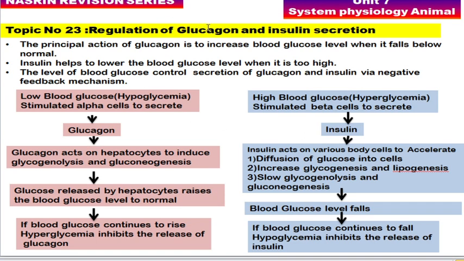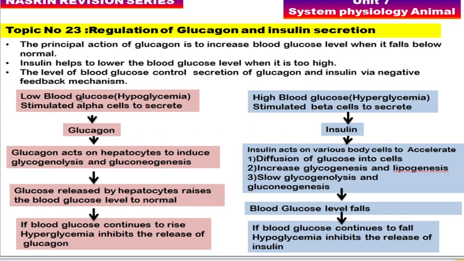Next, the regulation of glucagon and insulin secretion. The principal mechanism of glucagon is to increase the blood sugar level when the blood sugar level falls below normal. Next, insulin helps to lower the blood glucose level when the blood glucose level is high. Okay, and the levels of both glucagon as well as insulin are regulated by a negative feedback mechanism. First I'll tell you glucagon, then we'll study insulin.